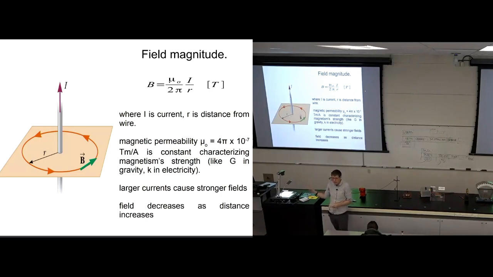So we expect to see that. And it's in the numerator because more current would make a bigger magnetic field, less current, a smaller magnetic field. Switch off the current, no magnetic field. So all that makes sense.